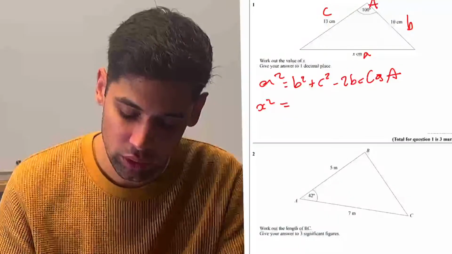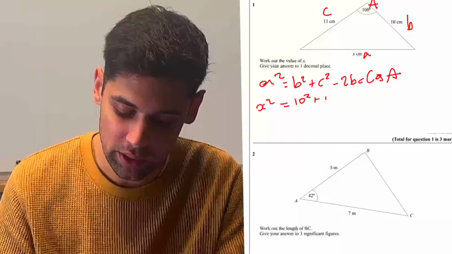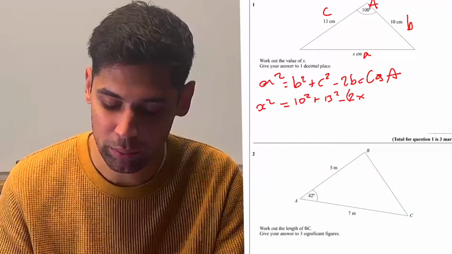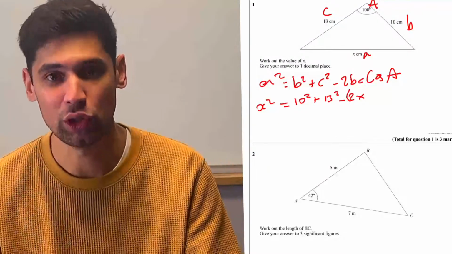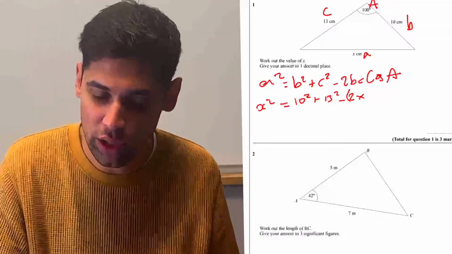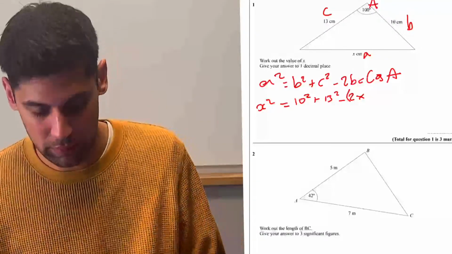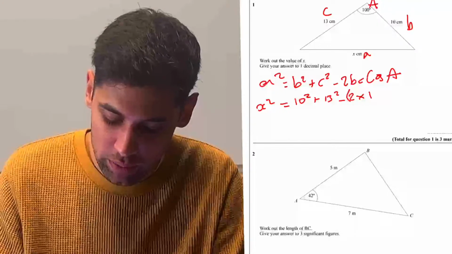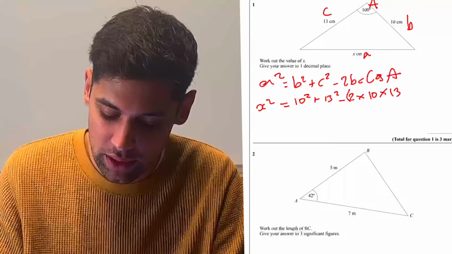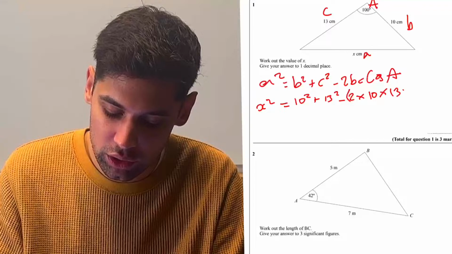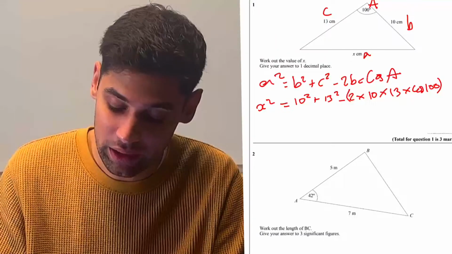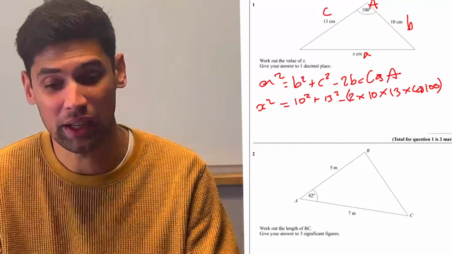X squared equals 10 squared plus 13 squared minus 2 times, and I'd probably put this in brackets. Your calculator is clever enough to do the multiplication before the addition and subtraction, but I'd still put it in brackets anyway, just to be super safe. 2 times 10 times 13 times cos 100. And then, to be fair, we just chuck it into our calculator just like that.